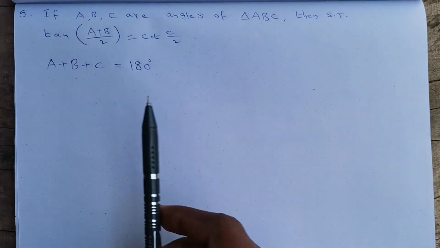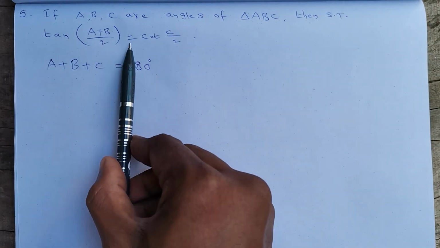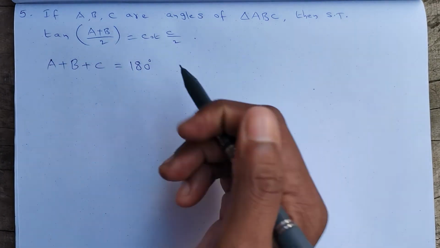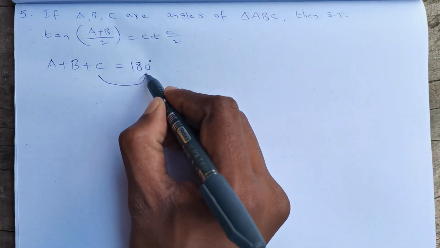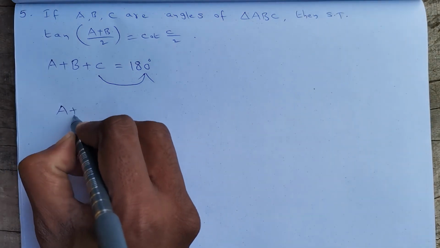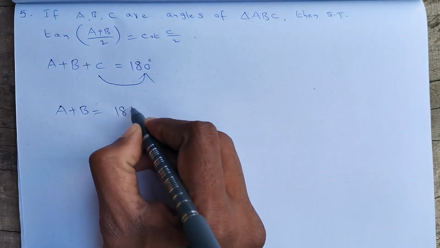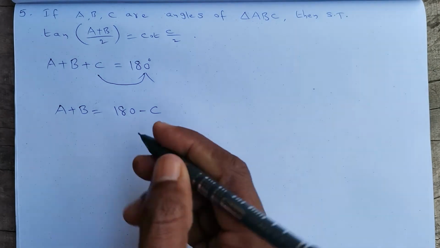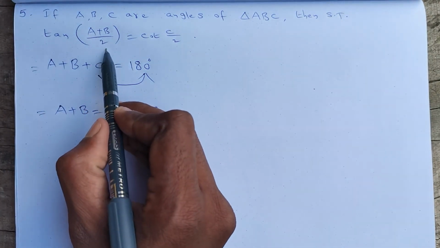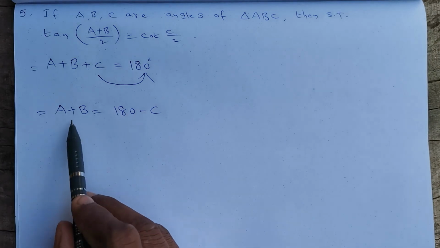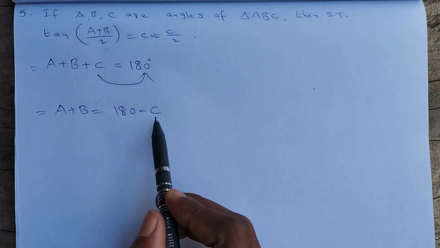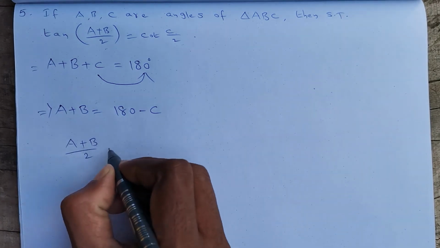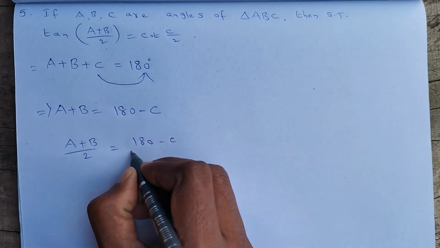Now if we observe the question, tan of (A plus B) by 2 equals cot C by 2. On the left side we have A and B, on the right side we have C. So I will take this C to the right side. Left side A plus B as it is, equals 180 degrees minus C. Next, in the question we have (A plus B) by 2 and cot C by 2, so I will divide every term by 2.